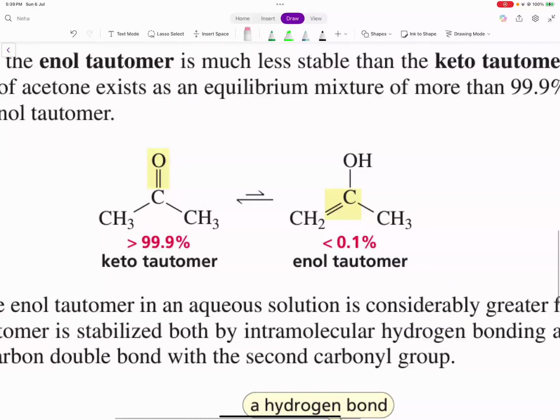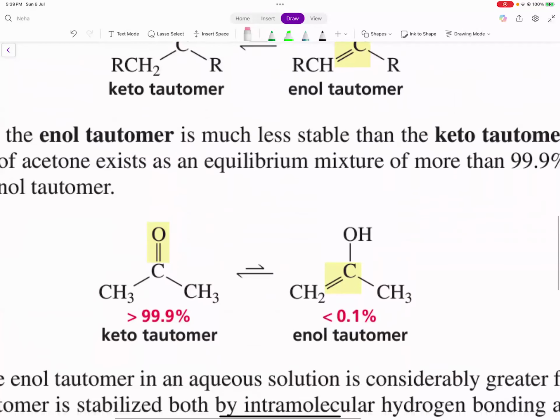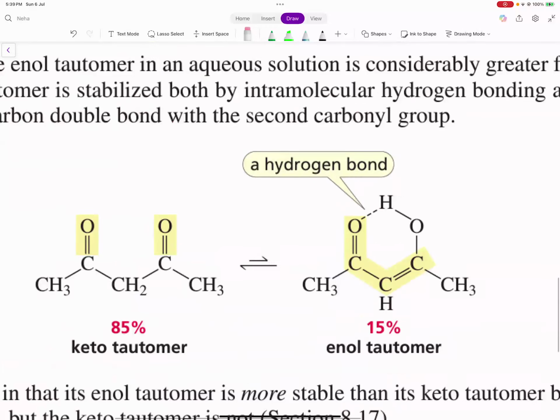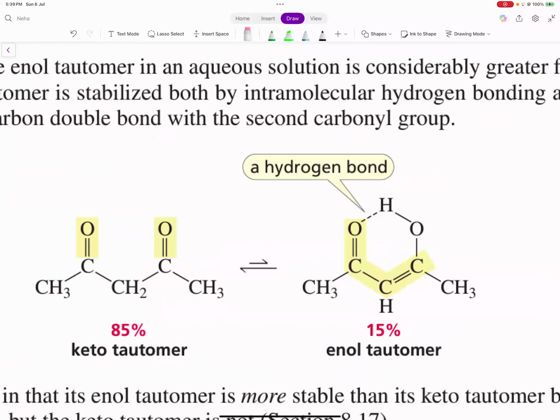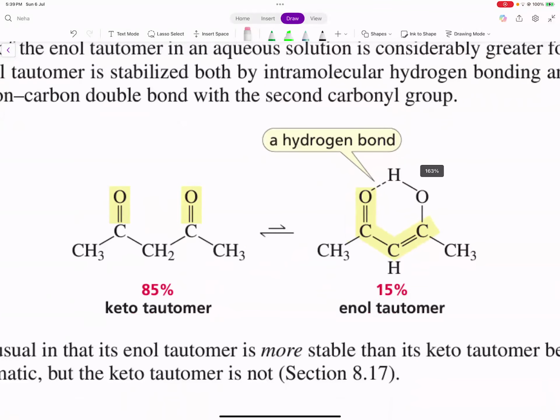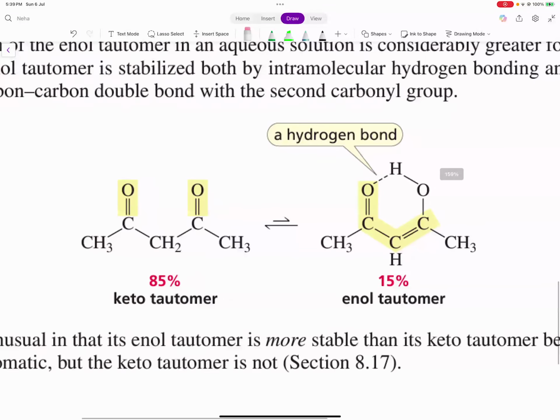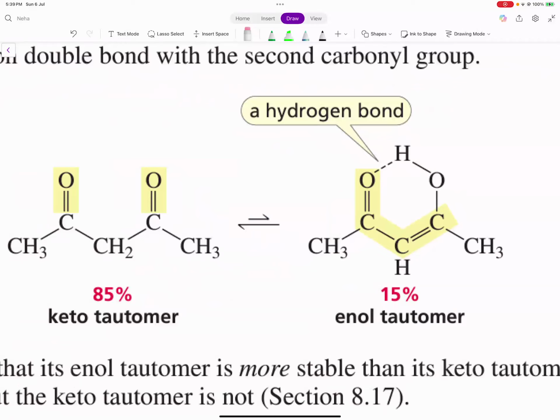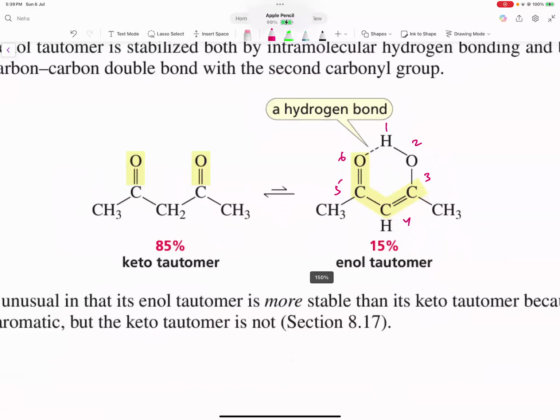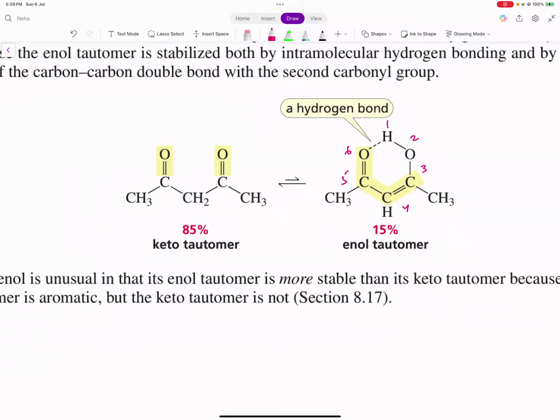0.1% is the normal. Why is it so much here? Hydrogen bonding. It's written hydrogen bond, right? See, what is that? A nice 6-membered ring. I'll use the pink. So it is cool, stable. So that is the thing.